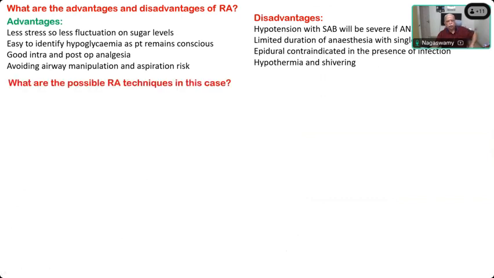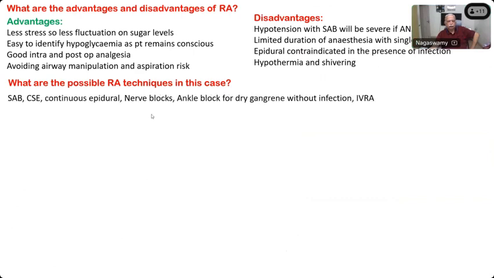What are the possible RA techniques in this case you can think of? Sir, ankle block, sciatic block. Don't say ankle block as the first answer, because if there's an infection, they may not allow you to do that.